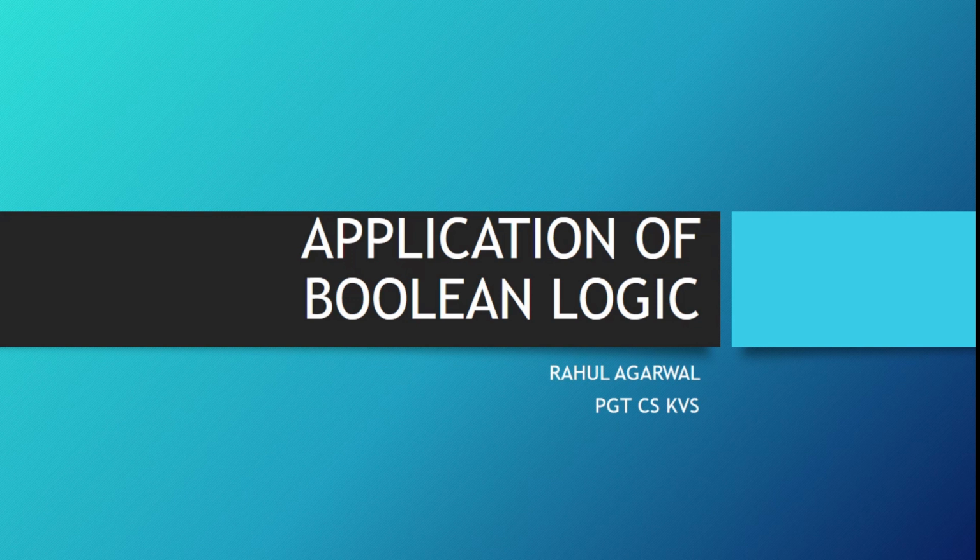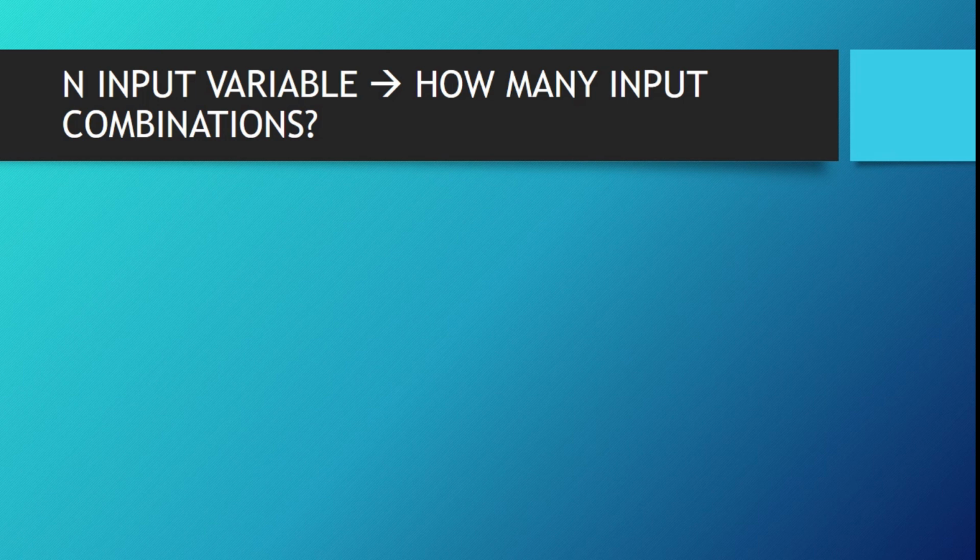Today we are going to discuss the application of Boolean logic. In this, first of all we are going to see how to create a truth table. Okay. So first of all, what is a truth table? A truth table is a table that lists the output for each and every possible input combination.